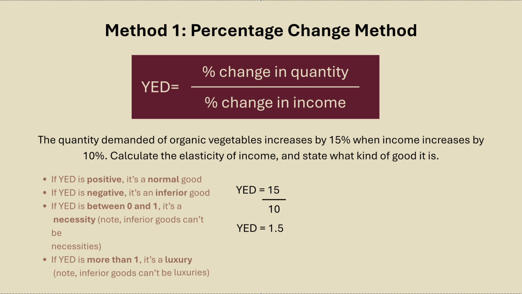Let's interpret this using our rules. In this case, YED is positive, so it's a normal good. Also, YED is above 1, so it's a luxury. And that's it. There is another way of calculating YED, and you have to know both for the internal.